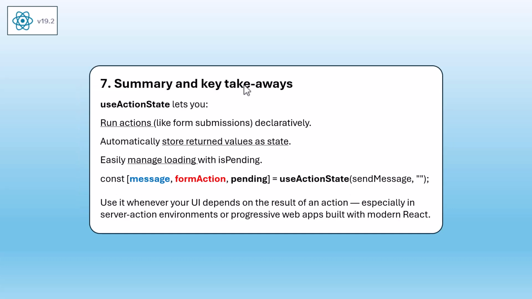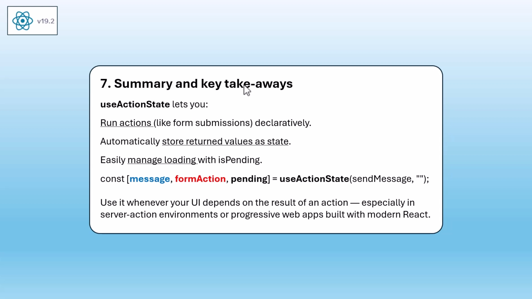7. Summary and key takeaways. Let me summarize. useActionState is a valuable hook when you have forms or actions that return values and you want the result to drive UI state. It gives you a state variable, an action to trigger, and a loading indicator flag. You provide the action, the initial state, and optionally a permalink if navigation is involved.